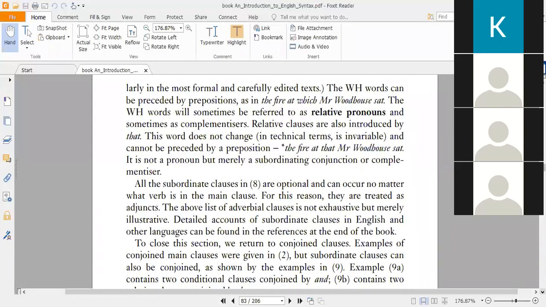The WH words can be preceded by prepositions, as in the fire at which Mr. Woodhouse sat. The WH words are still sometimes referred to as relative pronouns and sometimes as complementizers. Relative clauses are also introduced by that. This word does not change in form and cannot be preceded by a preposition. The fire at that, this is wrong. The fire that Mr. Woodhouse sat. It is not a pronoun but merely a subordinating conjunction or complementizer.